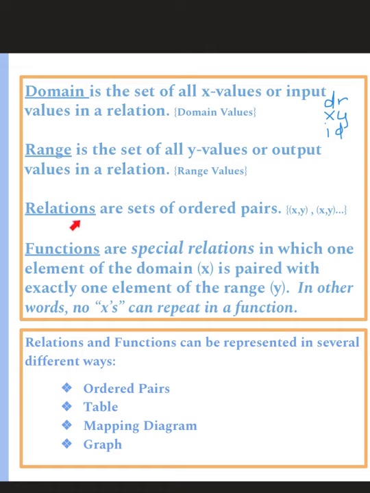Next, we have relations. Relations are a set of ordered pairs, and here's how you would write this out. Remember, the squiggly brackets are read as the set of these ordered pairs. Functions are special relations in which one element of the domain is paired with exactly one element of the range. In other words, no x's can repeat in a function. So these are some different ways you'll see your functions and relations.